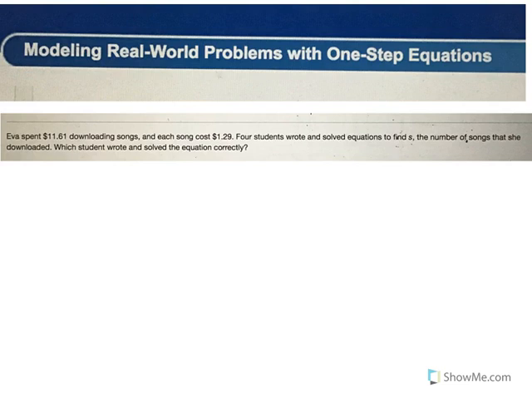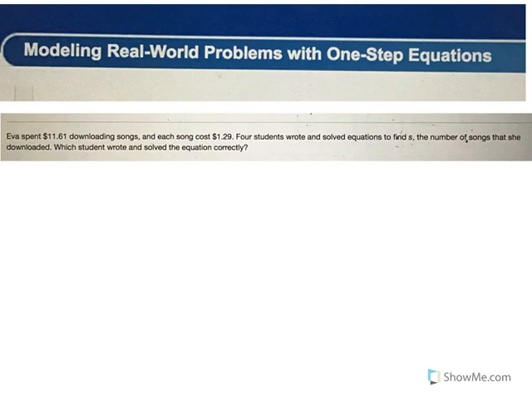Hava spent $11.61 downloading songs, and each song cost $1.29. 4 students wrote and solved equations to find S, the number of songs that she downloaded. Which student wrote and solved the equation correctly? Now, I've taken away the answer choices because I didn't want to just give you the answer. So we are going to work through this together.